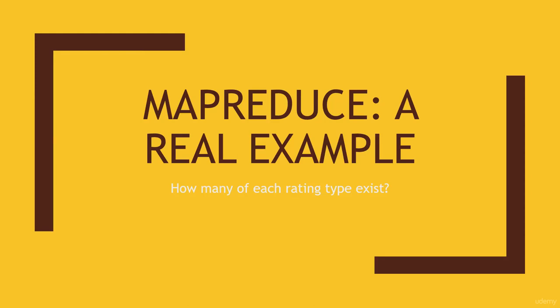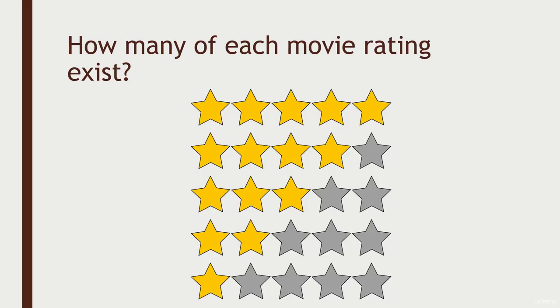All right, let's make this real with another example of using MapReduce to solve a real problem. What we're going to try to figure out is how many of each rating type exists in the MovieLens rating data set. So how many one-star ratings are there? How many 2 stars, 3 stars, 4 stars, and 5 stars? And we'll figure out what the distribution of those ratings really is. Just how picky are people? At least how picky were they in 1998 when this data set was created?